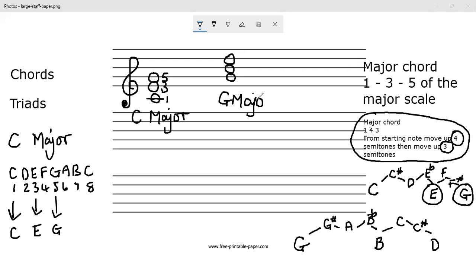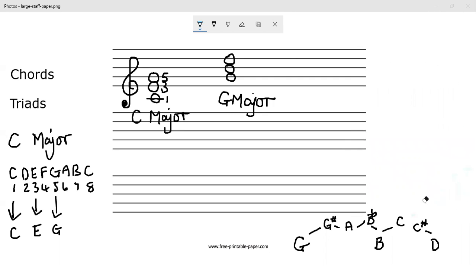So there's 2 ways to work out major chords. We can either do 1, 3, 5 of the major scale, or we can do this other method where we count up 4 semitones from the starting note to get us the middle note of the triad, and then we count on another 3 semitones to give us the third note of the chord. So let's just get rid of some of that information there, and let's get rid of all this here. There we go.